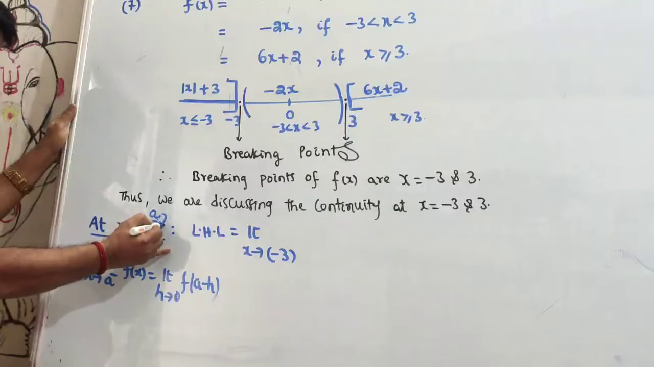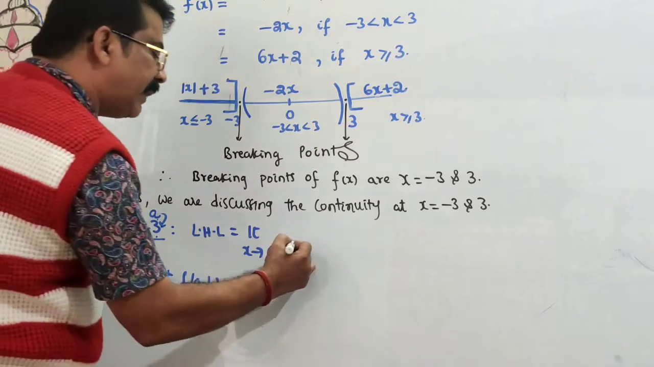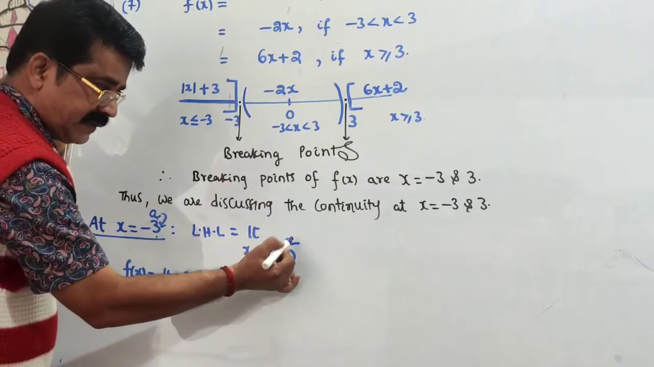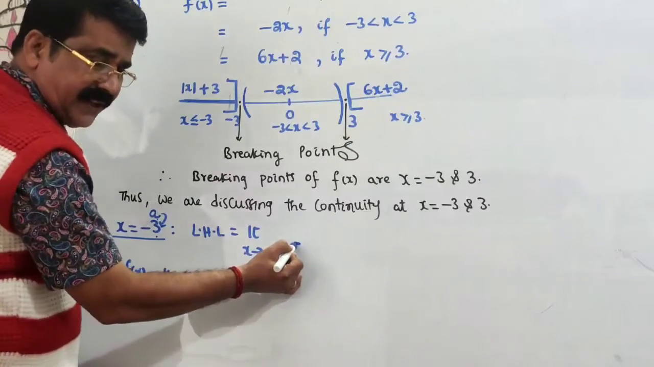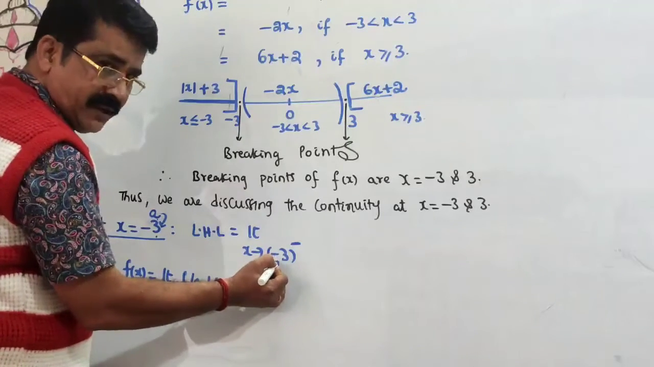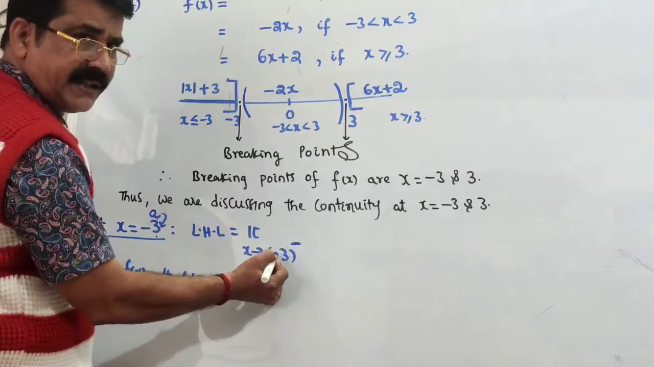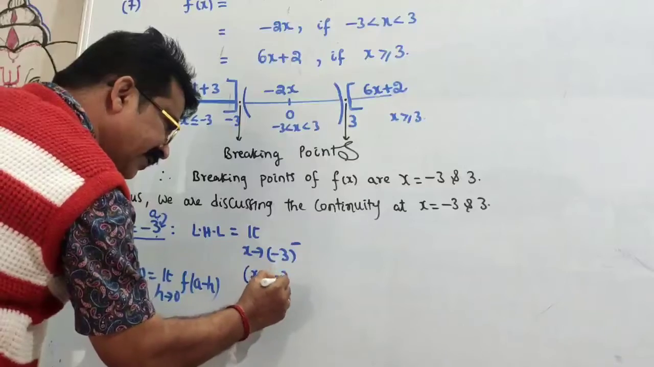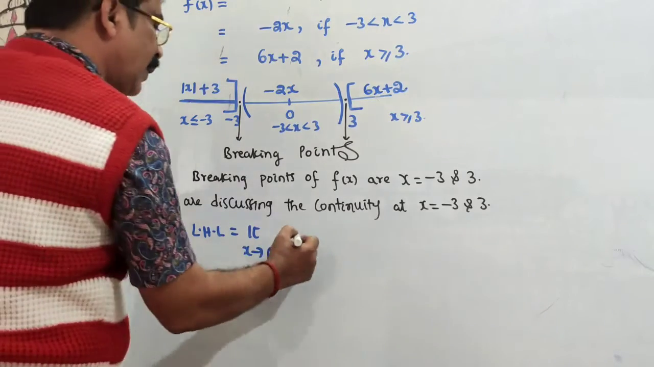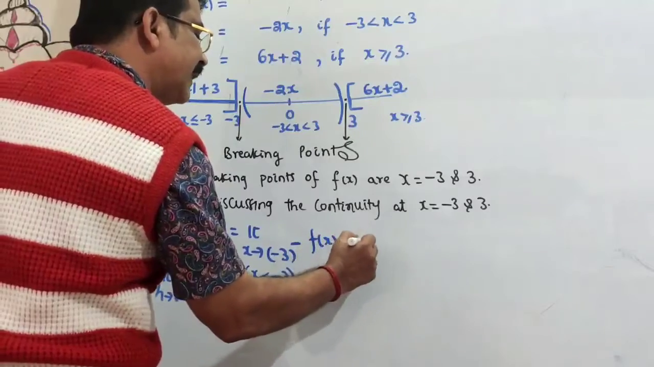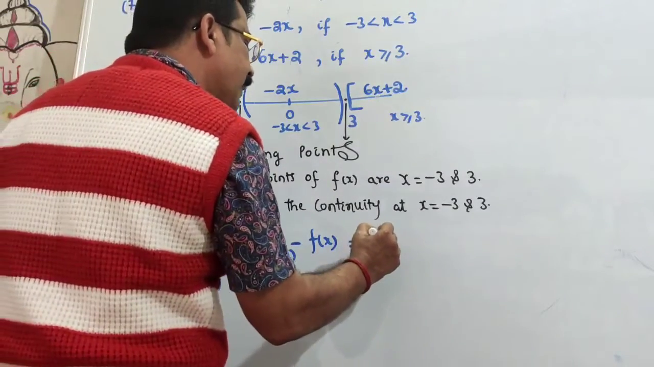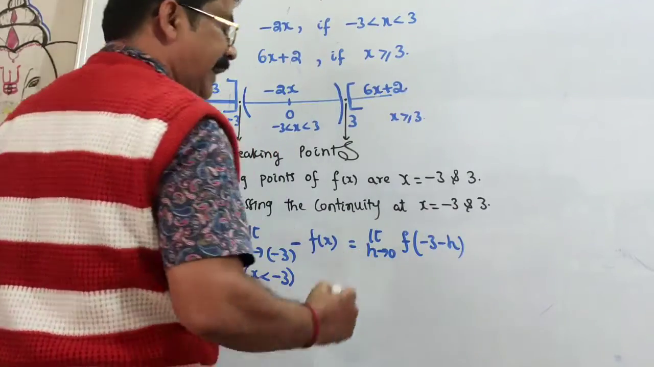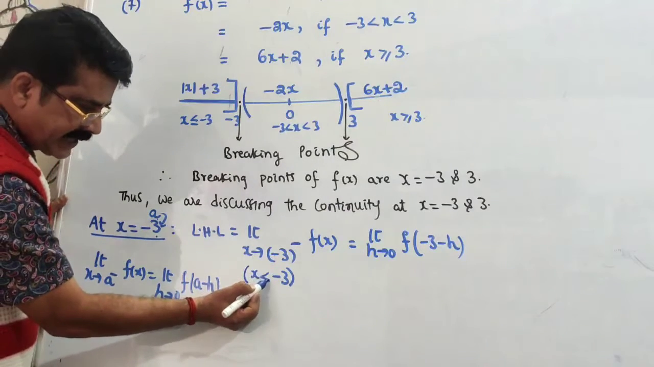Instead of a, we are writing minus 3. So this minus is different. This minus stands for the direction, left hand side. This minus means it is the value minus 3, a point. Minus 3 is a point. So it is nothing but x is less than minus 3. That is the complete meaning. So it is limit h tends to 0 of f of a minus h.